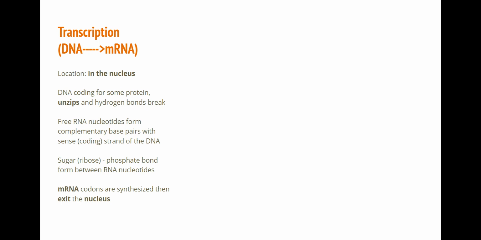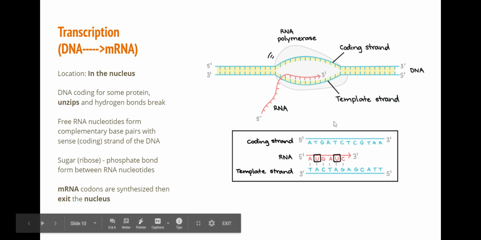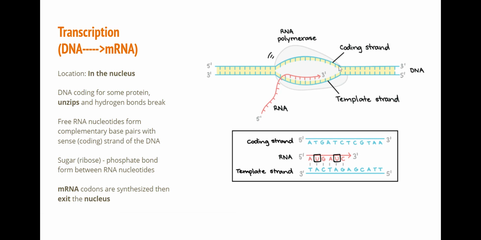Then what happens is mRNA codons are synthesized, so they're all put together, and then they exit the nucleus. So it looks a little something like this. You have your RNA polymerase. It's opening it up in the middle of the DNA. It's going to nicely open it up. You have your coding strand, your template strand, okay? And you're going to copy it.